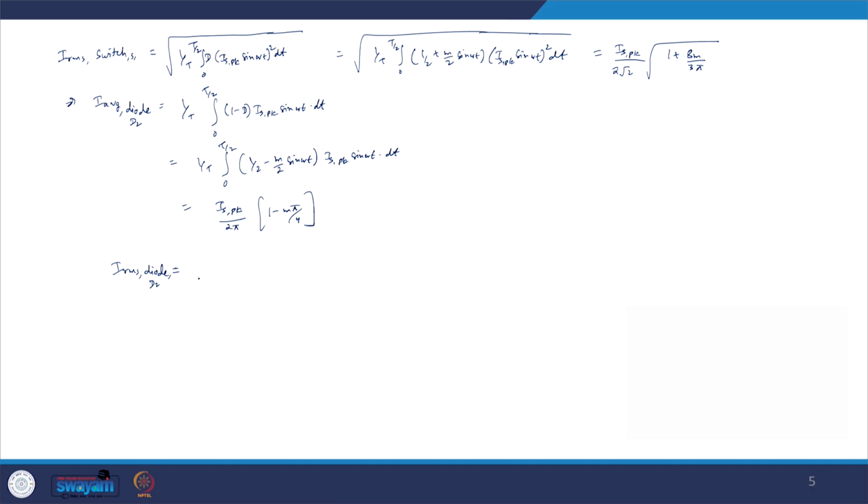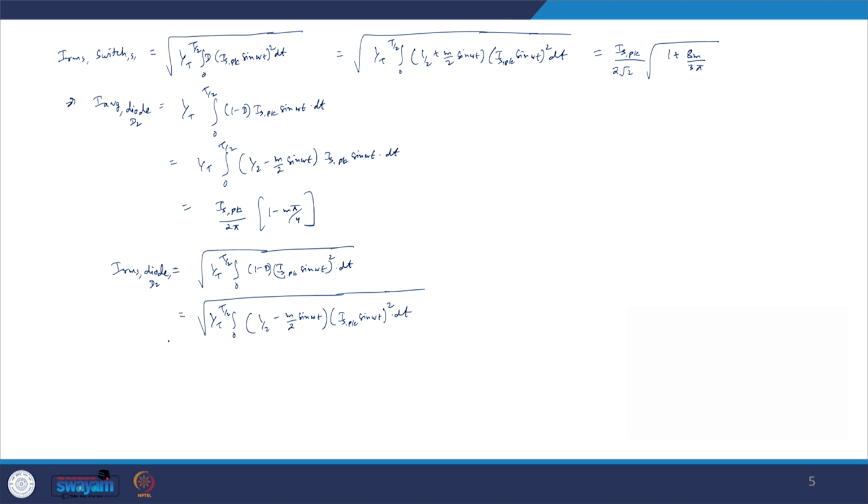For D2, it is nothing but 1 by T, 0 to T by 2, of 1 by 2 minus m by 2 sine omega t, dt. And finally what you will get is Is peak by 2 root 2 under root 1 minus 8 m by 3 pi. This is the IRMS of diode D2.